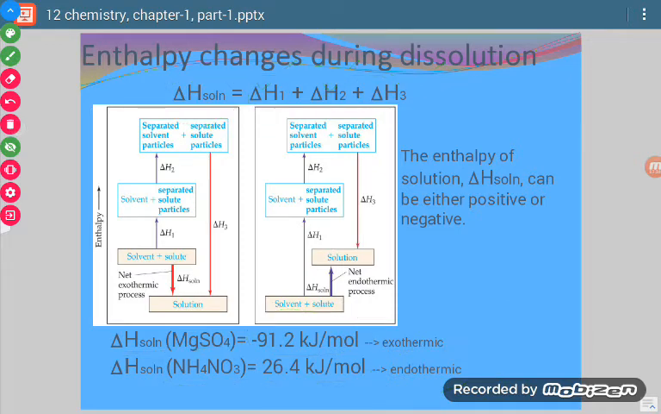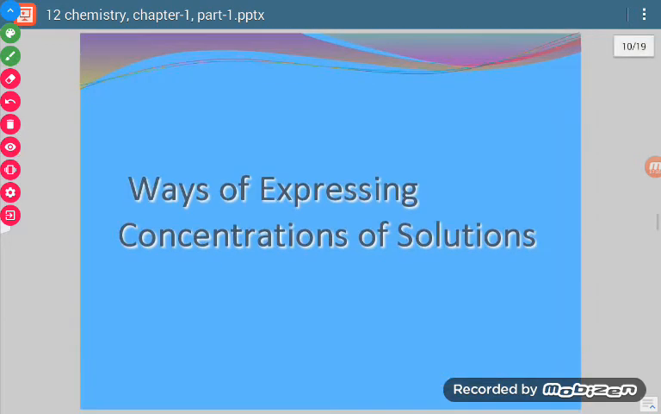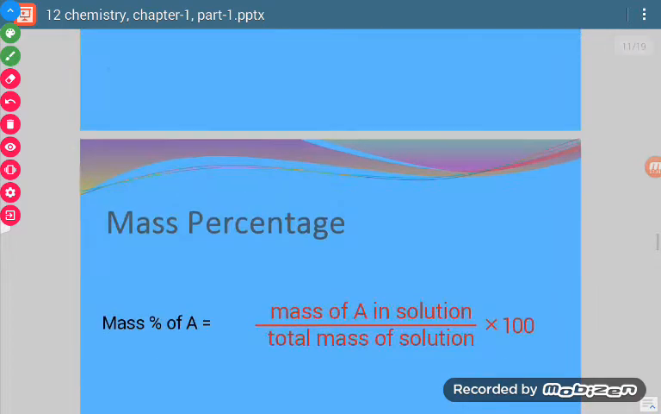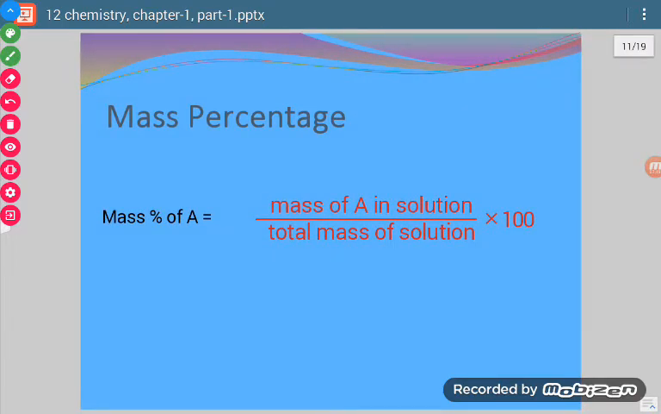Okay. Now what are the different ways of expressing concentrations of solutions? Now see, the very first is mass percentage. It is just like we calculate our percentage of marks, that is, how many marks are obtained divided by total marks multiplied by 100. Similarly, if we have to calculate the mass percentage of A in a solution, then what is the mass of A in that solution?